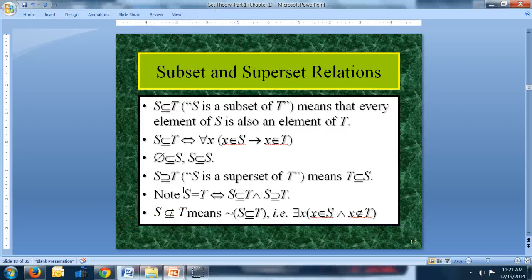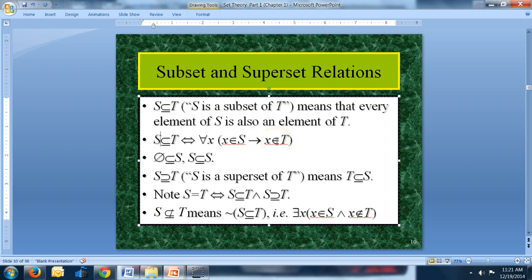Now, we talk here about a different notation, which is a subset. S is a subset of T if every element of S is also an element of T. We refer to it like this, S is a subset of T, such that every element x belonging to S should be belonging to T, not the other way around.